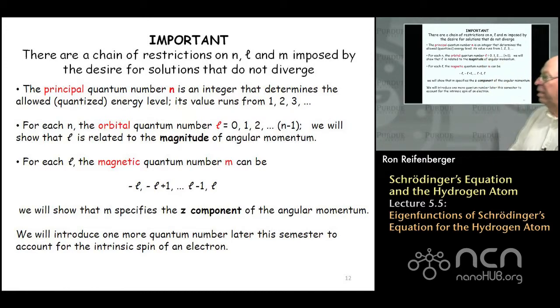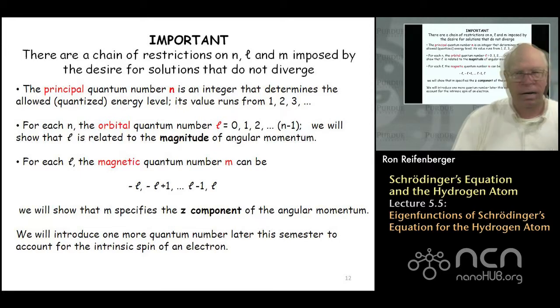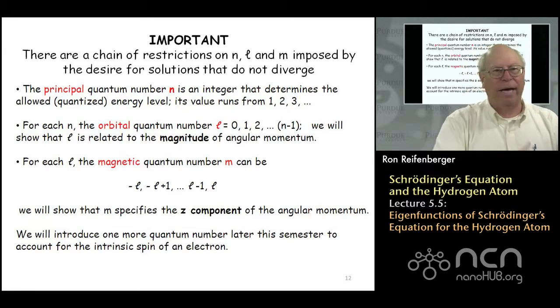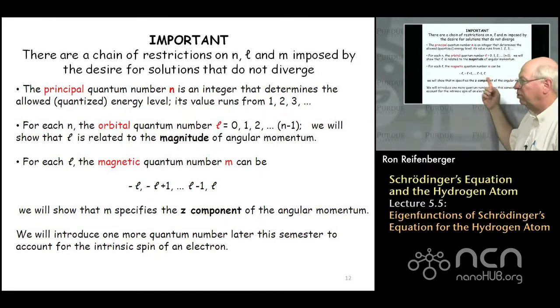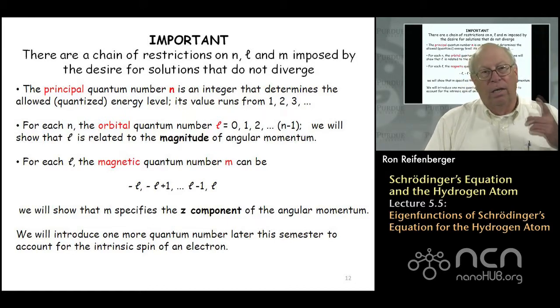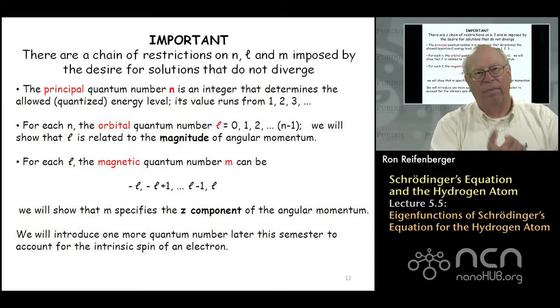And then lastly, the magnetic quantum number, which refers to the angular momentum of the electron in the z direction, is referred to as the quantum number small m. That is restricted to values that are determined by script L. So if you specify a value for script L, that immediately tells me what the range of values are for small m. So these are the three quantum numbers that describe the electron states in a hydrogen atom.